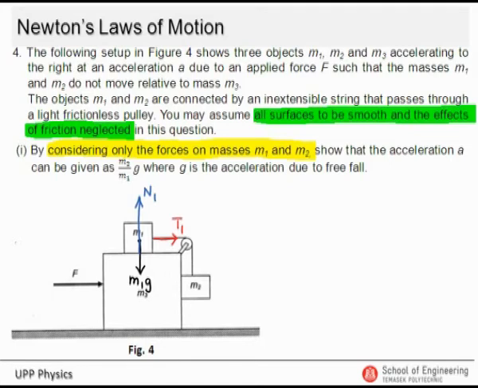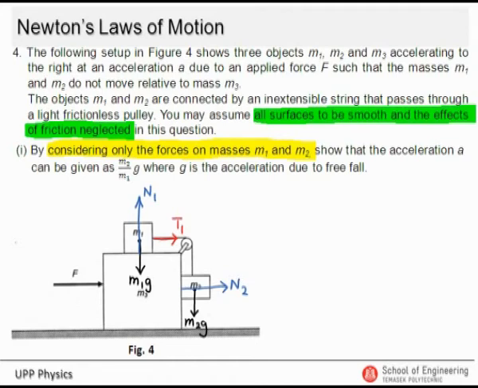Similarly, mass M2 also has its own weight acting vertically downwards. Let's call this weight M2g. At the same time, it also experiences a contact force. This contact force is no longer vertical, but acting horizontal to the right. Let's call this N2. Why is it acting horizontally to the right? Because the contact surface is vertical. Similarly, there's no friction between the surface of M2 and M3.